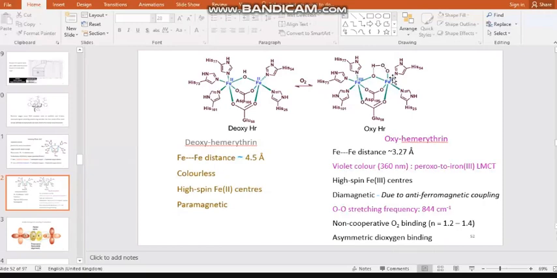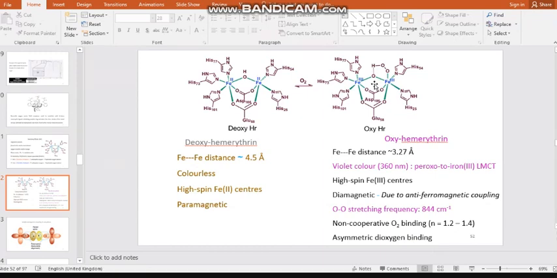Calculating the magnetic moment, how much is the magnetic moment value? Iron is in the high spin state, that is iron is in the plus 3 oxidation state. So D5 configuration, this is also D5 configuration. A total of 10 unpaired electrons should be present. But if you measure the magnetic moment, the value is 0. There is no magnetism. It is almost diamagnetic in nature.